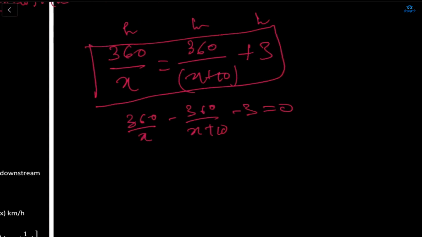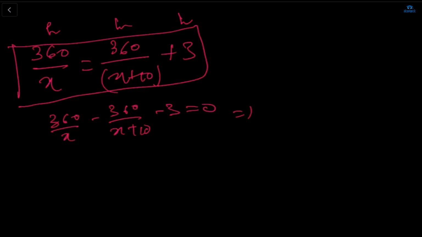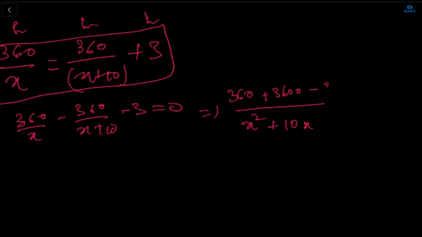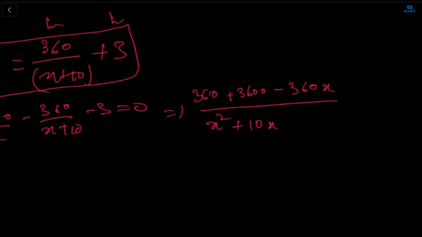If we take the LCM, first we take the LCM: x square plus 10x. And here it will be 360 plus 36, minus 360x. First let it be equal to 0, then after that we will solve. Equal to 3. After that we will cross multiply and solve it.